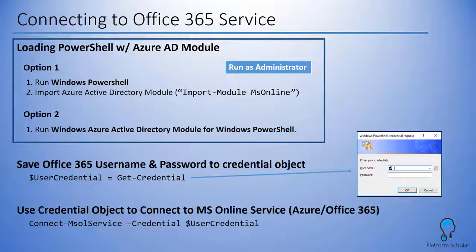Once you've installed the Azure Active Directory module, there are two different ways to load it into PowerShell. Option 1 is to run PowerShell how you normally would, and then just issue the import module msonline command. I'm going to stop saying commandlet every time. Option 2 is to run the shortcut called Windows Azure Active Directory module for Windows PowerShell, which should be available after installing the Azure AD module. This is just a shortcut to PowerShell while also passing the above import command right into the shortcut. We'll see this when we do the demo in a few slides.